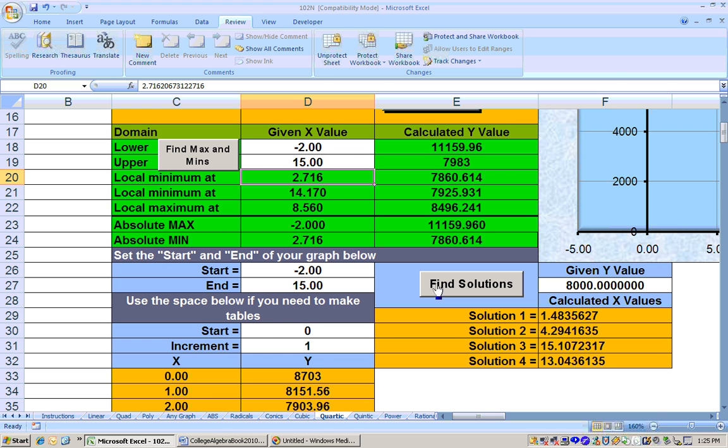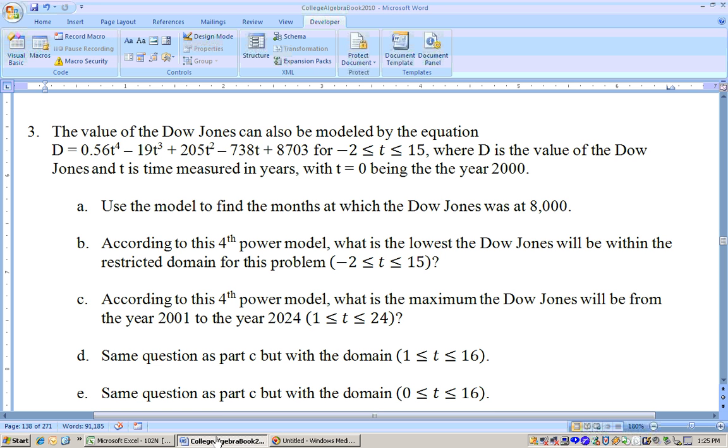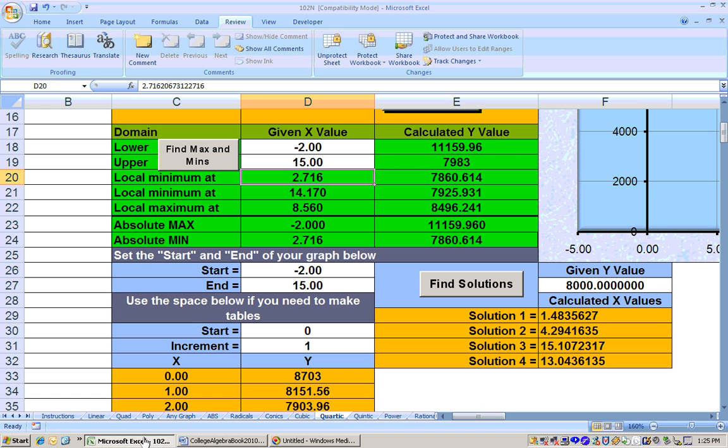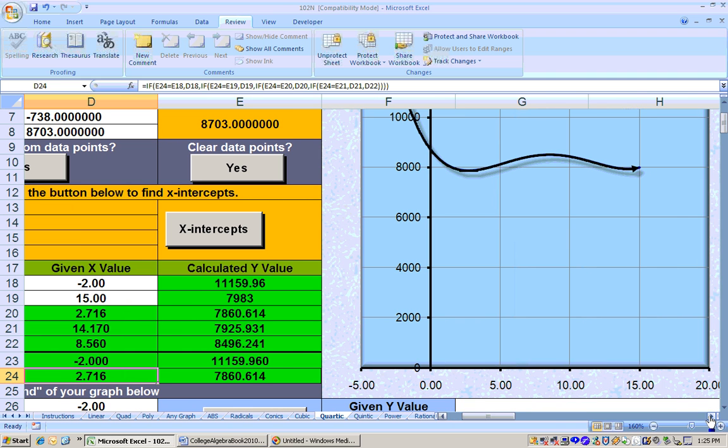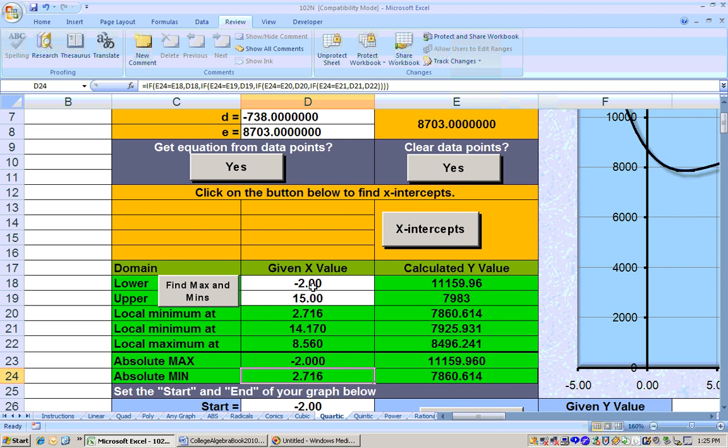Remember to type in the number, hit enter, and click the Find Solutions. Part B of this problem wanted you to find the lowest the Dow Jones will be within a restricted domain of -2 to 15. So put in your restricted domain here, and the lowest is actually right here, a value of 7860.61, and that would be 2.716 years after the year 2000. And we can confirm that on the graph as well, that the lowest is at 2.7, and you can see this spot here is a little bit lower, and that's about 2 point something. It's hard to tell by just looking at the graph. That's why you need this area right here.